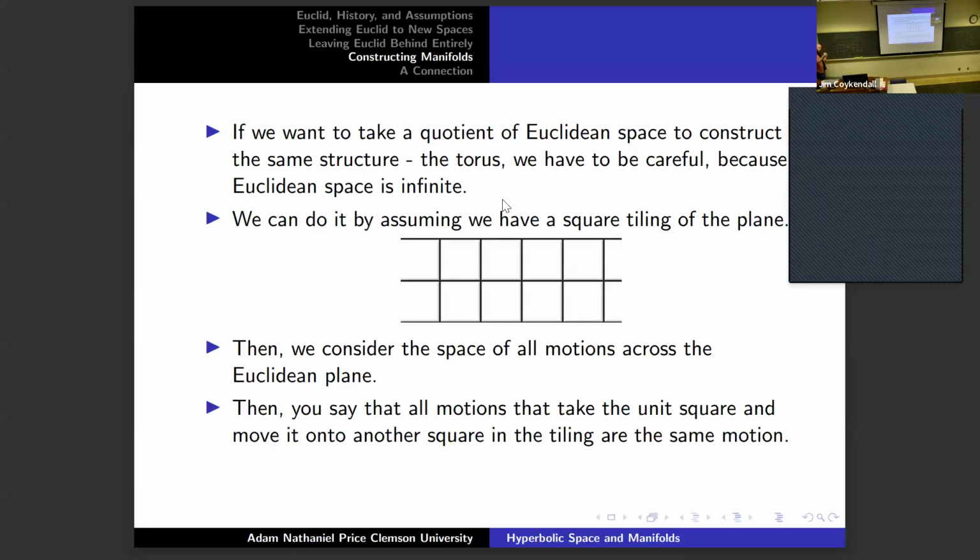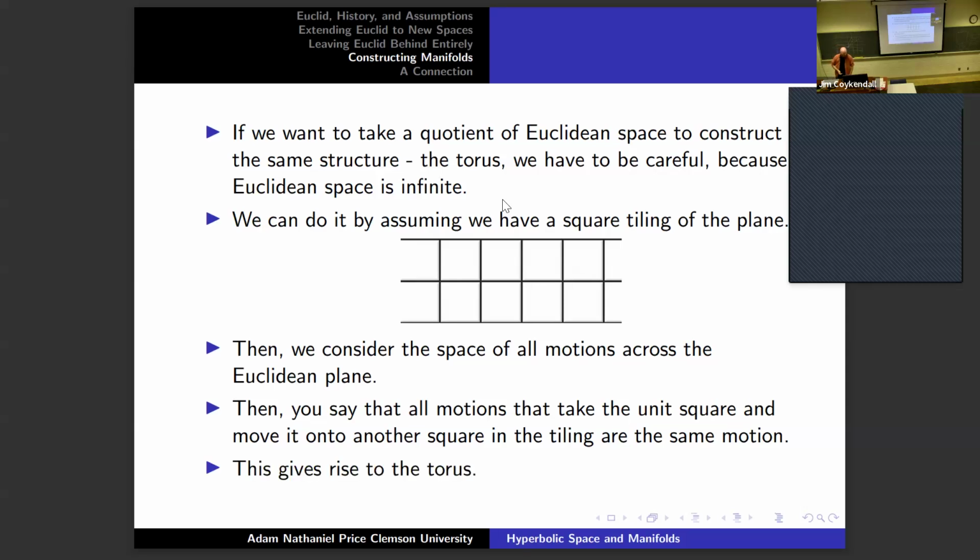And then we take all motions that take the unit square, this one, and move it onto another square so that it matches up, so the tessellation appears as though it hasn't moved. So this goes up to here. This motion takes this corner to this corner, this corner to this corner. Those motions are all the same as not moving. Then we get the torus.